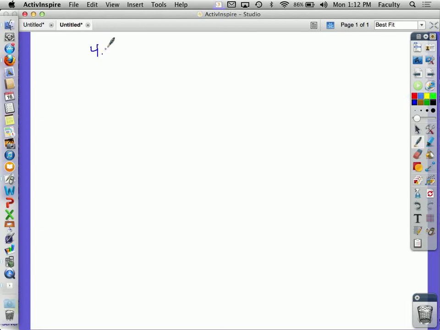Alright, we're going to do 4.5 notes. We're going to start off with the two parent functions. If you want to graph y equals sine x, this is a review from Algebra 2 Trig.